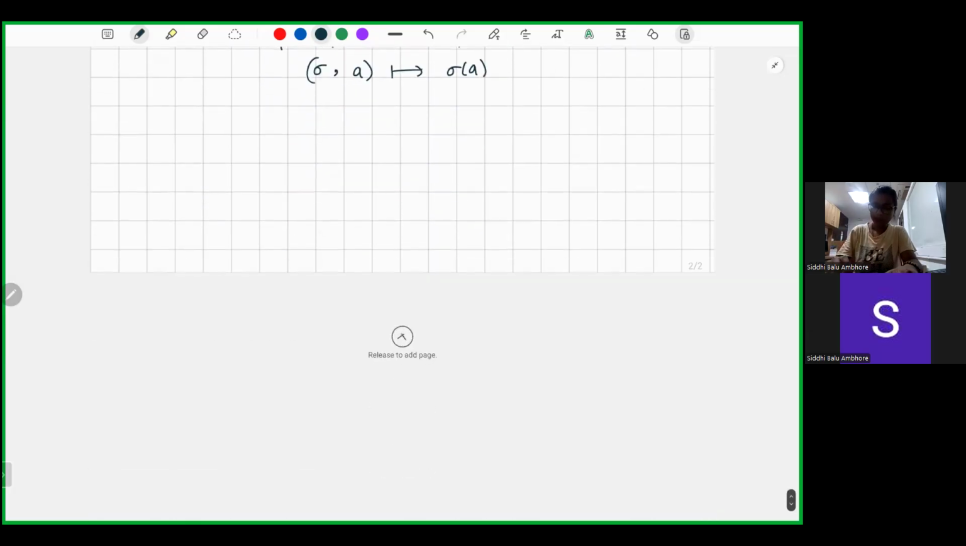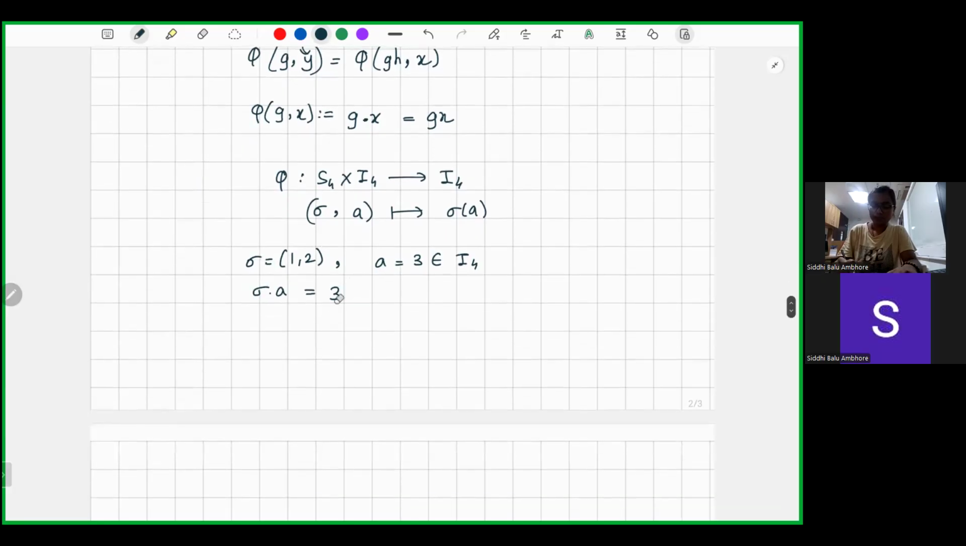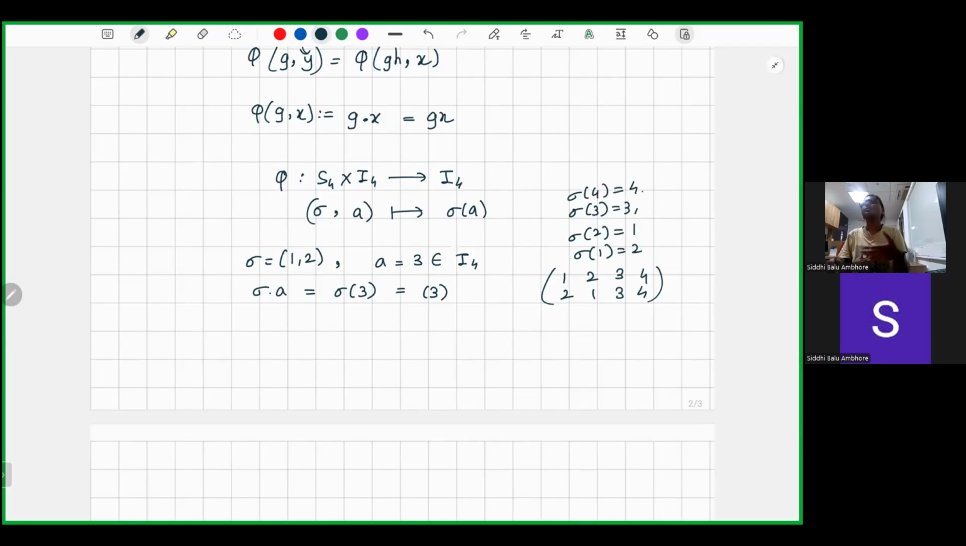So for example, if I take (1 2) as my sigma, and A is, suppose, 3, which belongs to I4, then sigma of A will be just 3, because this sigma of 3 here is just 3, because under this transposition (1 2), sigma of 1 is 2, sigma of 2 is 1, sigma of 3 is 3, and sigma of 4 is 4. So that's how the action is defined.